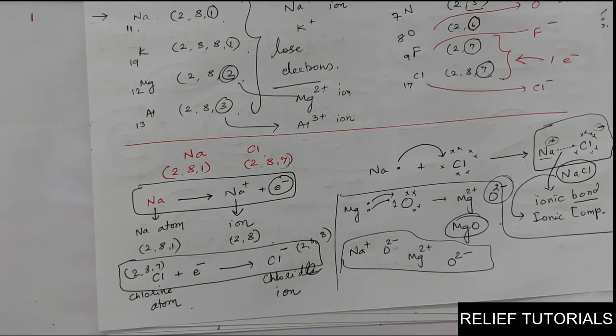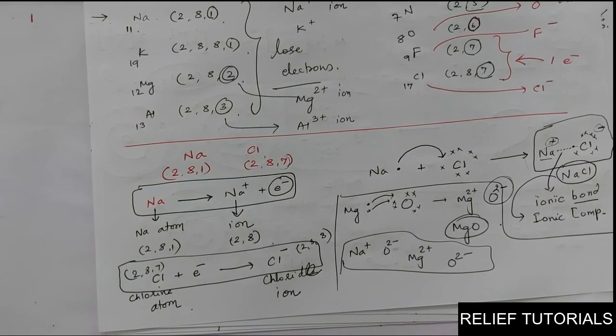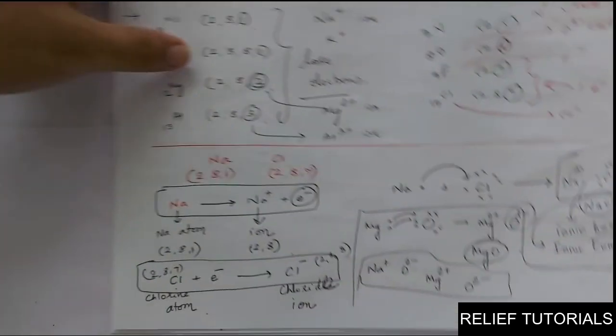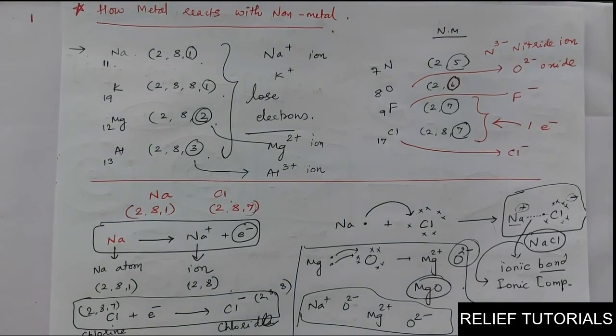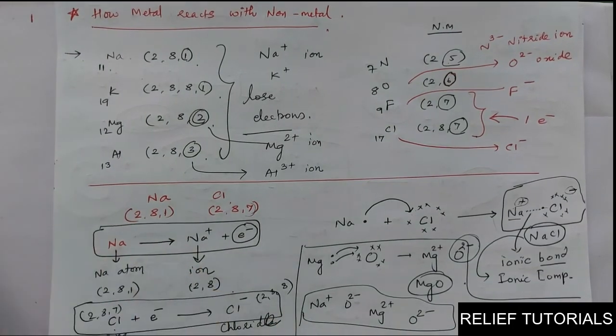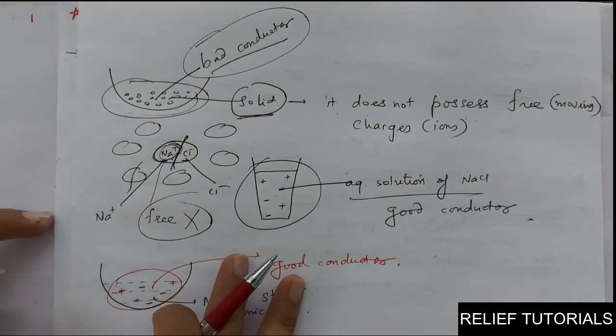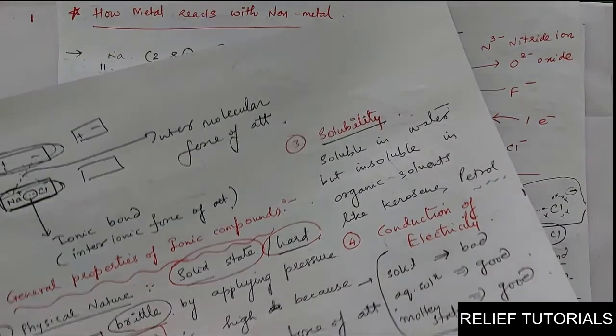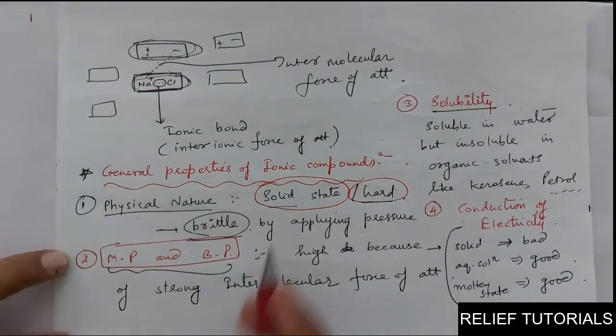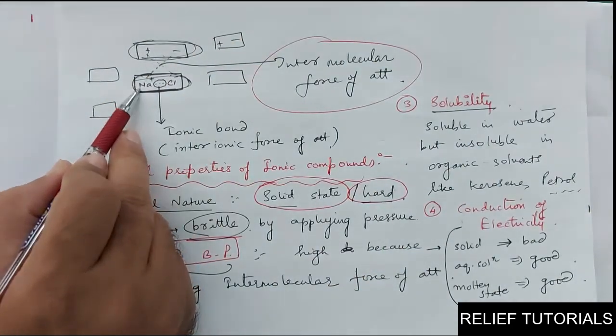Next question: why do ionic compounds have high melting points? Why are they very high? The simple reason is that they have a strong force of attraction between molecule and molecule, as I told you. That is called intermolecular force. Yes, this intermolecular force of attraction is very high.